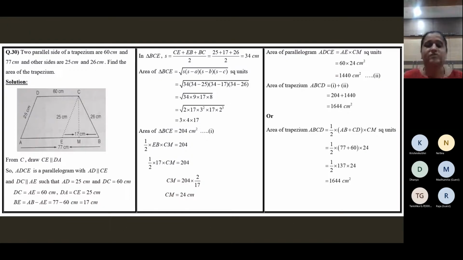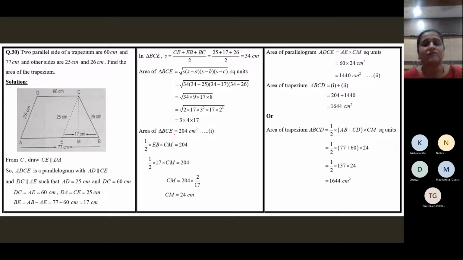Once you find the area of the triangle using Heron's formula, see here, I found the area of the triangle using Heron's formula and I got 204. The area of this triangle is 204 centimeters square. But you know that you can also find the area of the triangle using the formula half base into height.